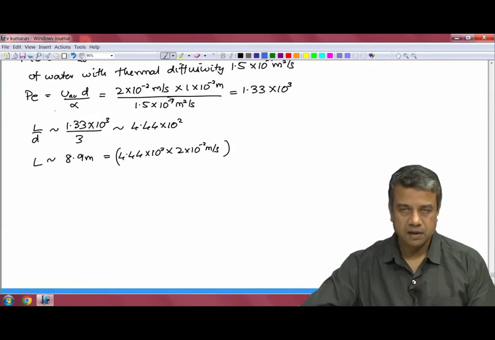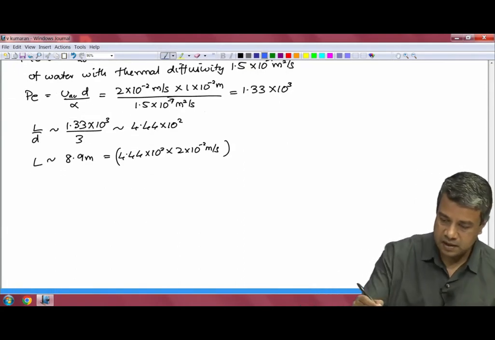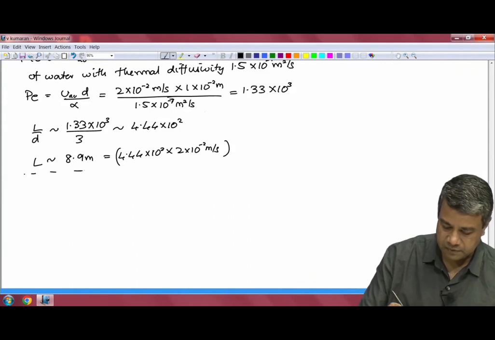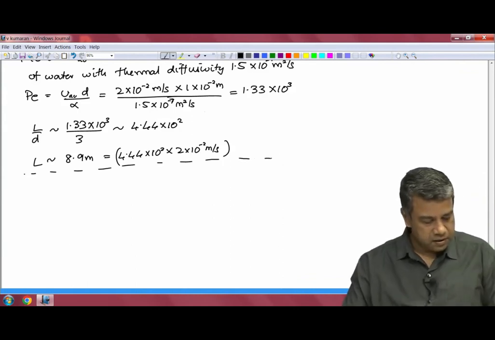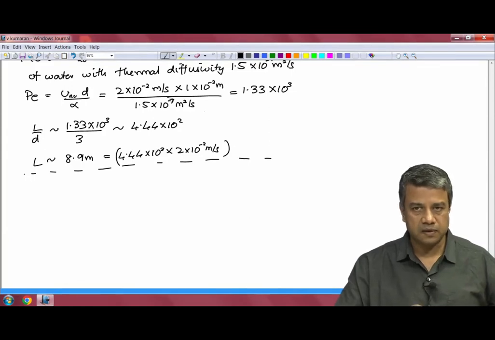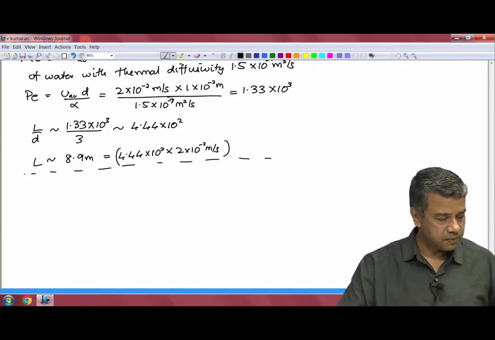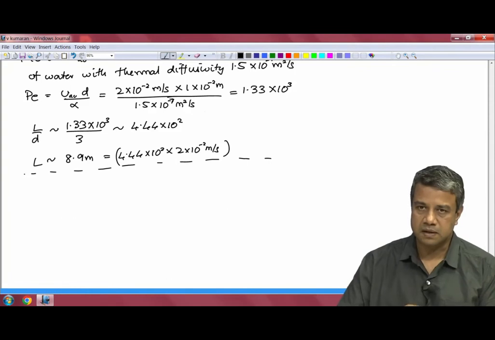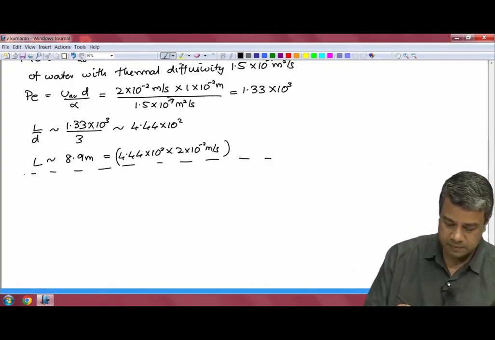And this you can do for any type of flow in a pipe. So, for example, if you recall, we had solved earlier the flow of a power law fluid in a pipe. Earlier we had solved the example of the flow of a power law fluid in a pipe.